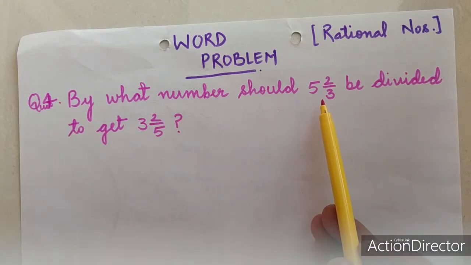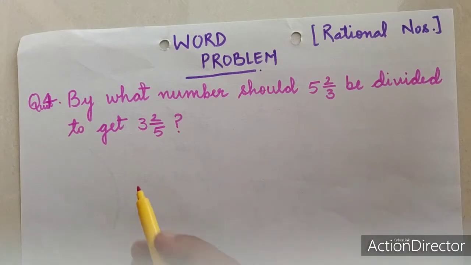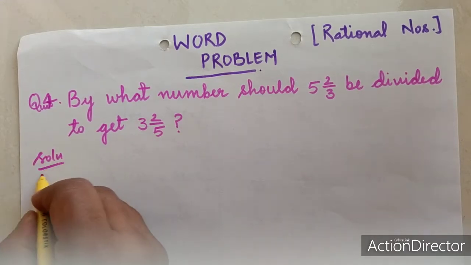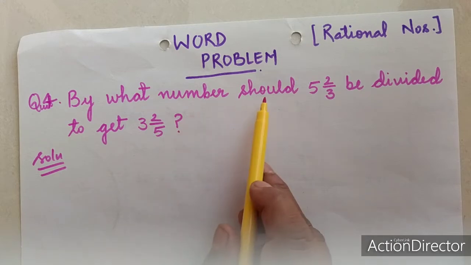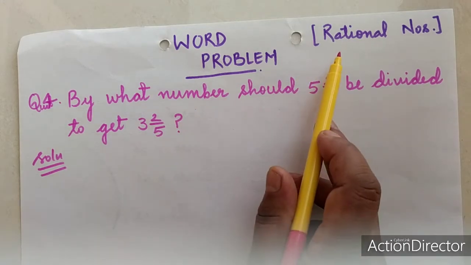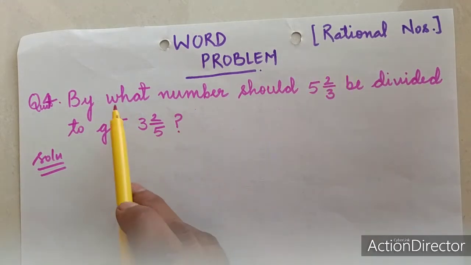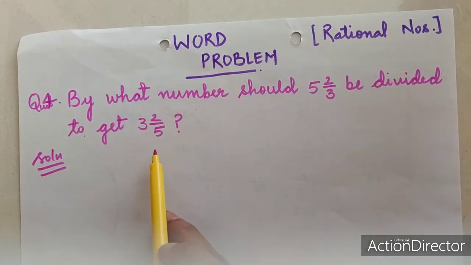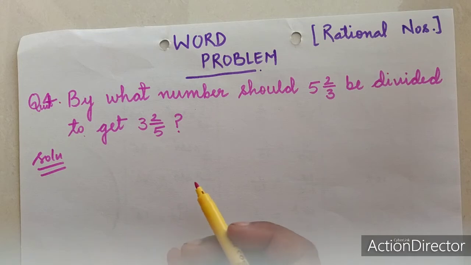In such a type of question, you are going to write an equation. For that, I am explaining how to write. Here, the solution of this question is, by what number means a rational number. We are talking about a rational number. So by what number should this number be divided to get 3 2 by 5? So what is that number?